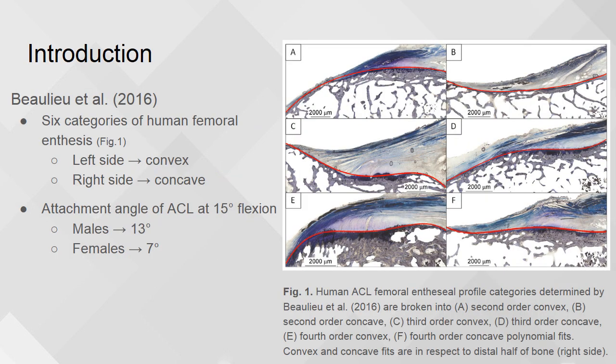On the right-hand side are the different categories determined by Bolu, just as a note that these figures are based on the figures within the actual paper. So this figure shows the 6 different profiles based on the shape of their tide mark. This paper often focuses on the profile shapes that are either convex, which are all shown on the left side, or concave, which are all shown on the right side. It is also important to note that this paper created models based off the average male and female insertion angles. The ACLs for each model were at a 15-degree flexion.